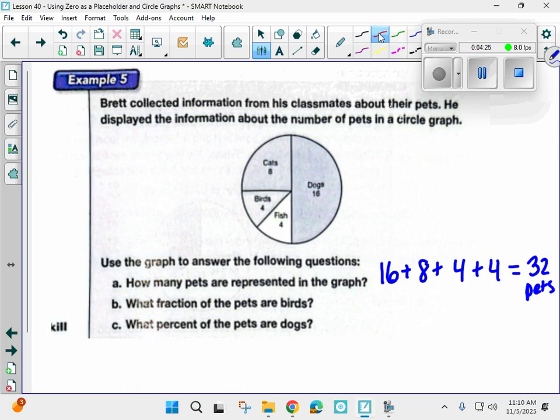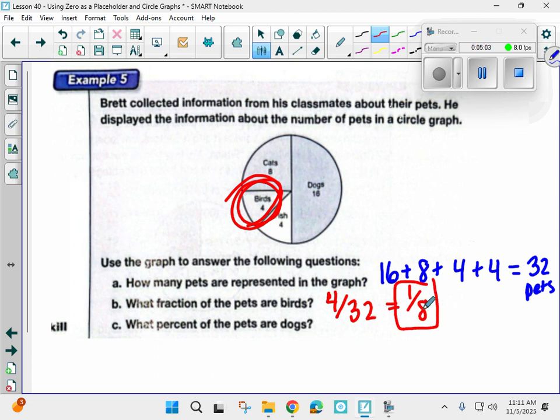What fraction of the pets are birds? So who thinks they could write the fraction of the total pets that are birds? Sasha, what do you think? Okay, Alex, what do you think? Did you reduce it already? Tell me the non-reduced answer first. Okay, it's 4 out of the total. There's 4 birds out of 32, but then we always reduce that. So 4 goes into 4 once, and 4 goes into 32 8 times. So I'm going to reduce that to 1/8.